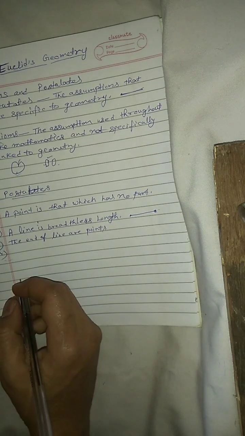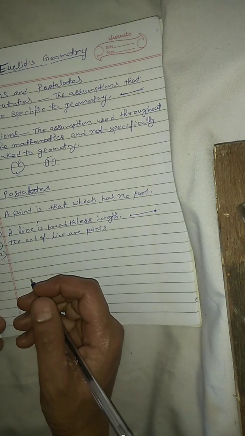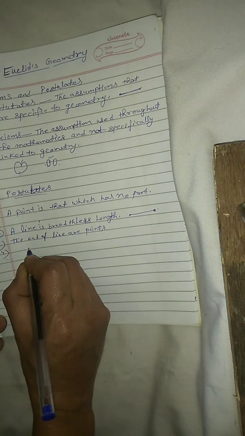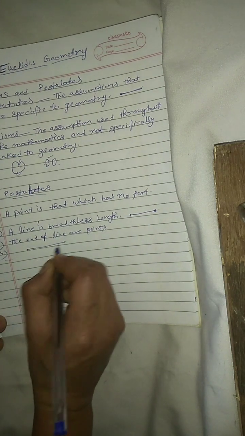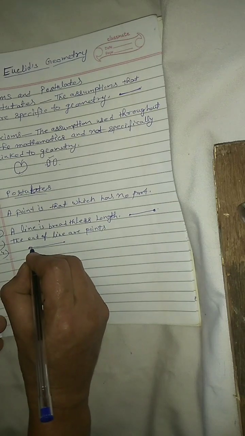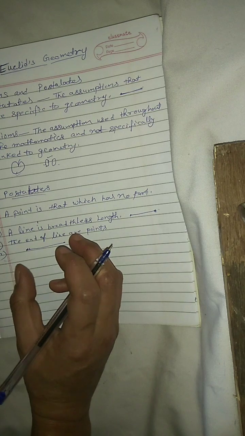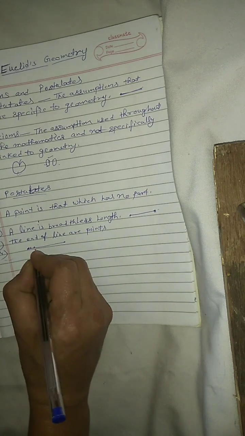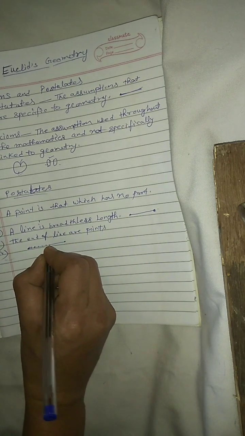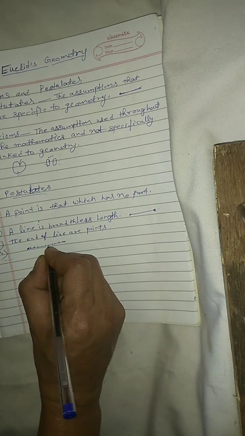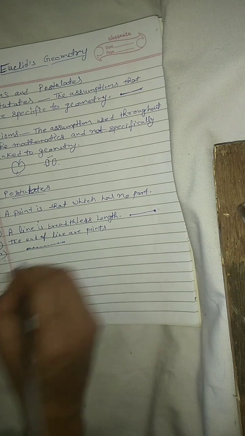The fourth postulate is a straight line is a line which lies evenly with the points on itself. They are saying that if we draw a straight line, it is a line which lies evenly with the points on itself. It means that the points lie on the line evenly. If the points lie on the line evenly, then it is a straight line.